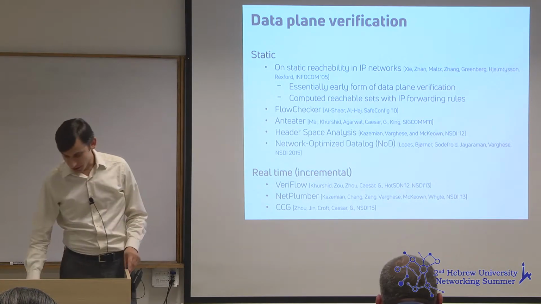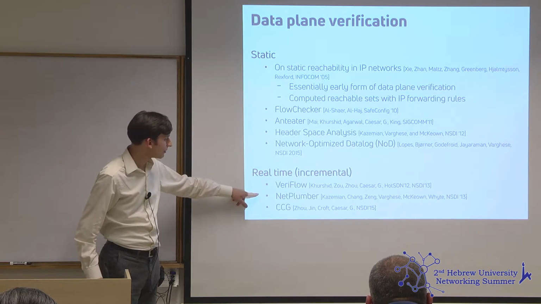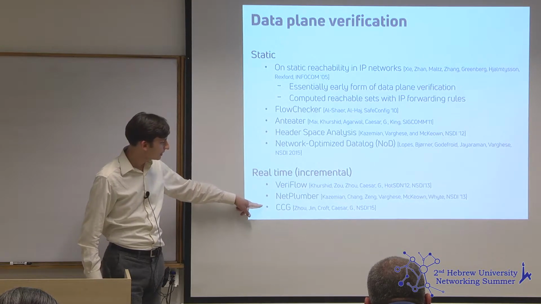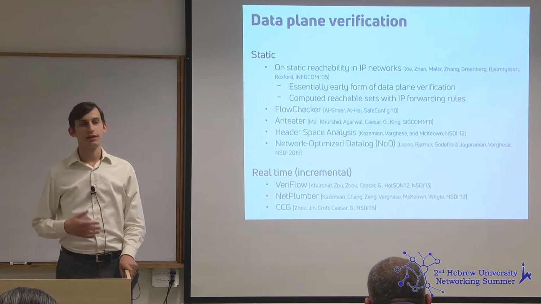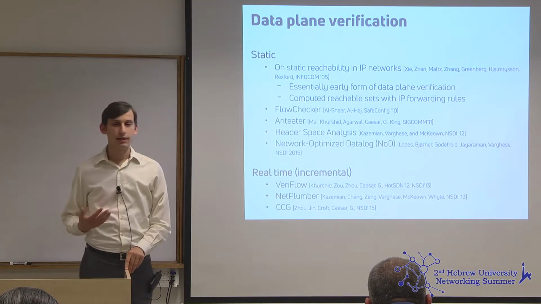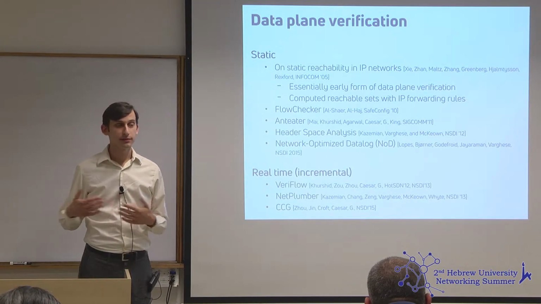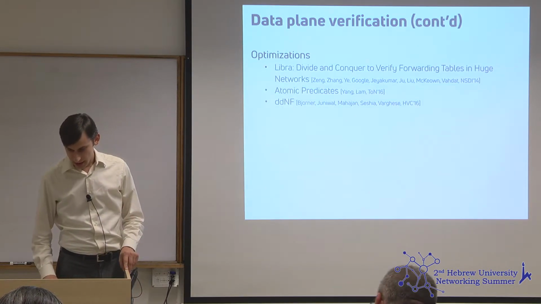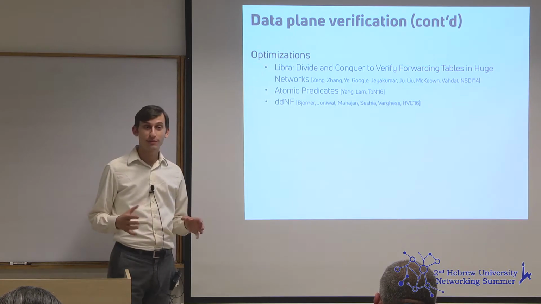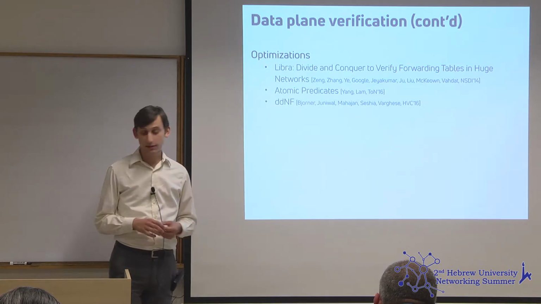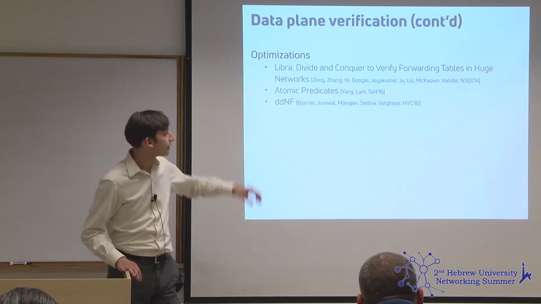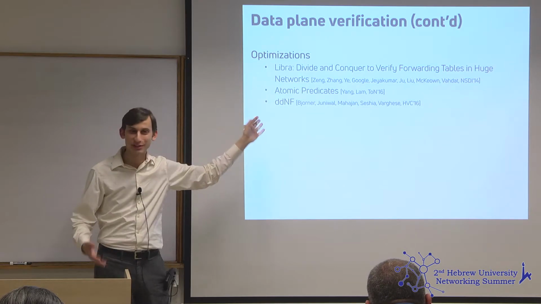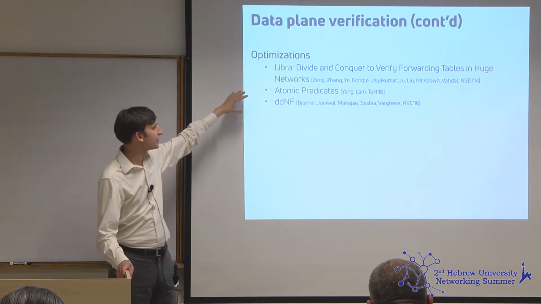For time reasons, I'm not going to go through all of these, but NetPlumber is a real-time version of header space analysis, and CCG is our paper that deals with verification with awareness of temporal inaccuracy. Okay, now there's a group of papers that are optimizing for performance in various ways, including parallelizing verification. If you're in very large networks, for example, let's say a Google data center, you don't want to run on a single machine.